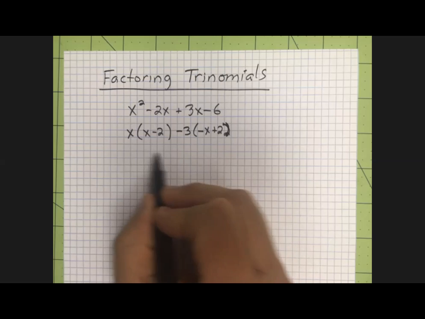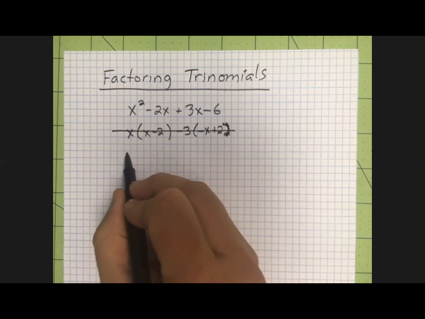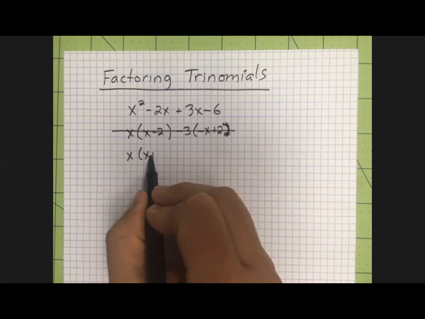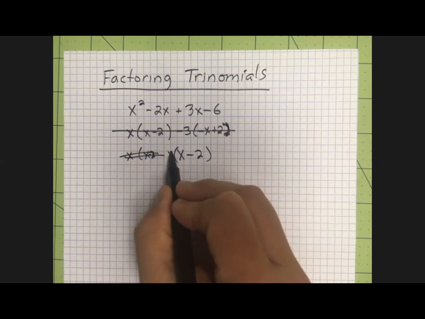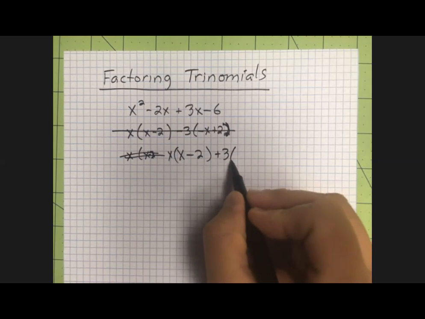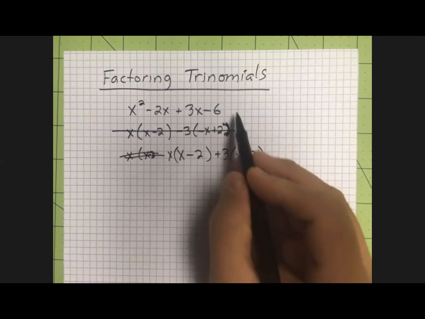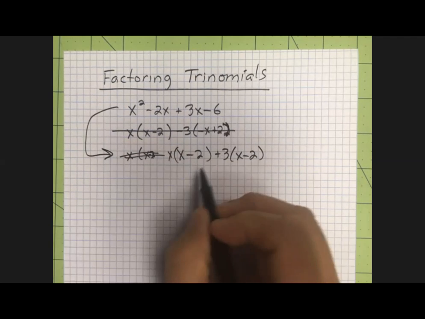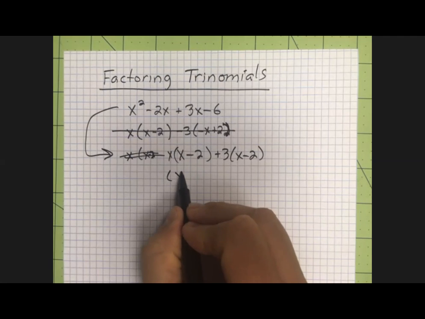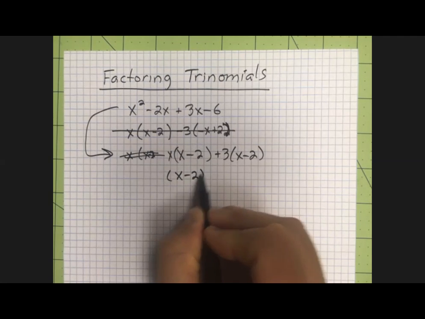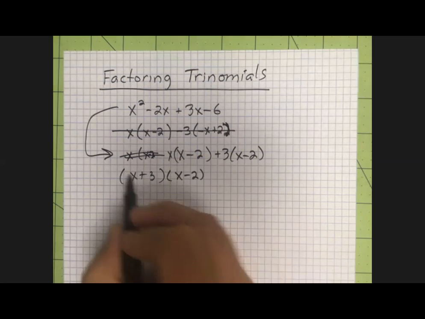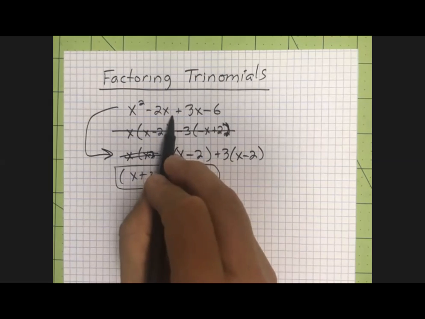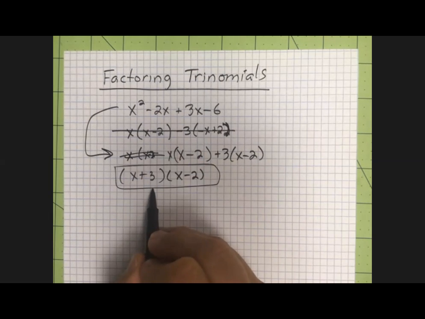So you'd be better off, sorry, I'm getting sloppy, removing the plus 3. Then you have x minus 2 left over. And you can finish by saying x minus 2, pull it out. I'm left with x plus 3. So when I factor this, I get this.